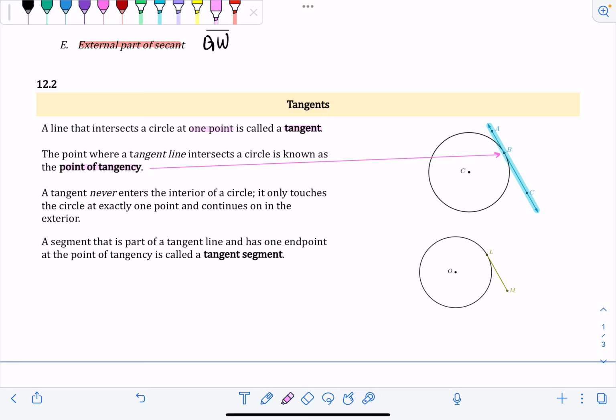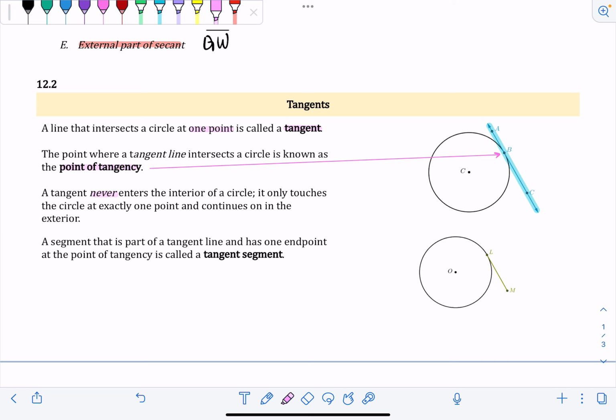And then the third section, a tangent never enters the inside of the circle. So when you're identifying tangent lines or segments, don't look at anything that crosses through the middle of the circle. It only touches the circle at exactly 1 point and continues on the exterior, or the outside.